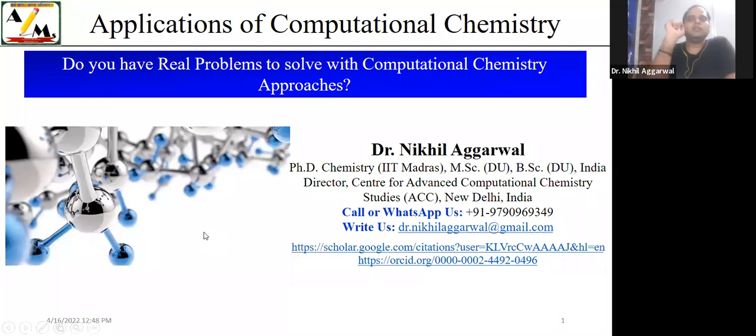Briefly, we have divided the session into 3 parts. In the first part, we are going to deal with the theoretical aspect of computational chemistry. In the second part, we are going to have a brief practical demo of what properties we can evaluate using a free software platform. And in the third part, we will have a question and answer session. So briefly, let us go with the theoretical part.